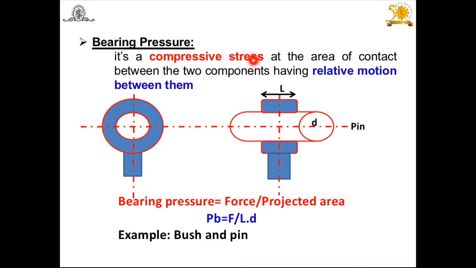Bearing pressure means compressive stress: the localized compressive stress at the area of contact between two components having relative motion between them, relative motion between this pin and this bracket. Then you can say this compressive stress is a bearing pressure. But how to find it? The bearing pressure is equal to force upon area. But which area? If a load is acting on it, we have to consider the projected area, with length L and pin diameter D. The area is equal to L into D. Therefore, bearing pressure is equal to force upon projected area, that is L into D. Examples are bush and pin, where you will find bearing pressure, because if two components have relative motion, then this compressive stress is known as bearing pressure.